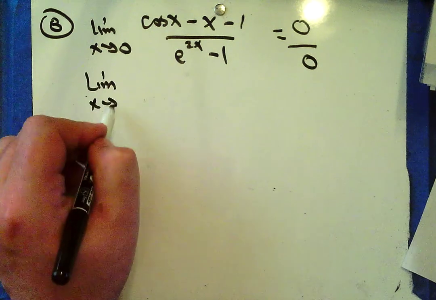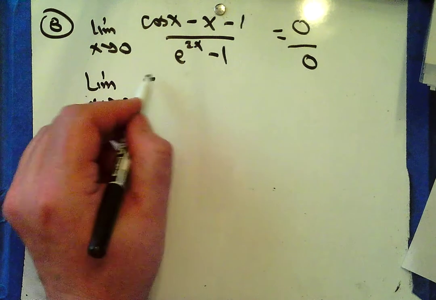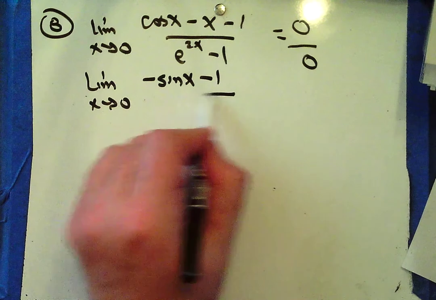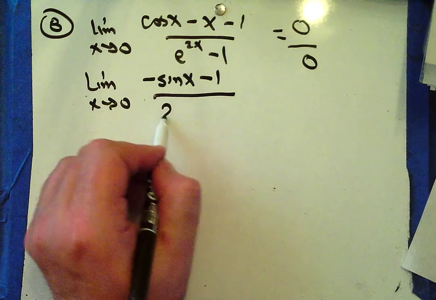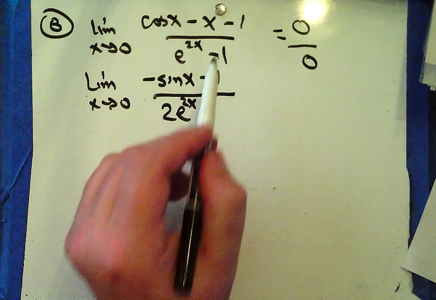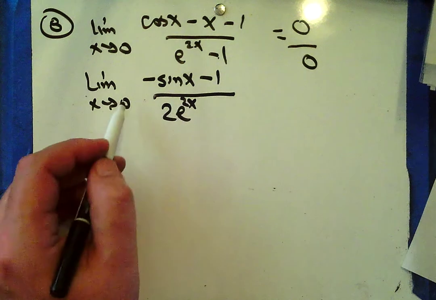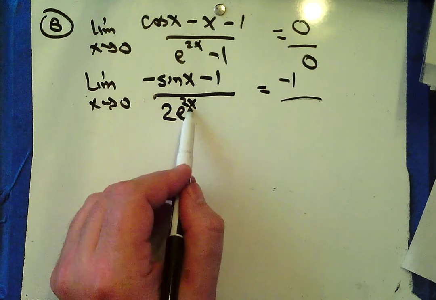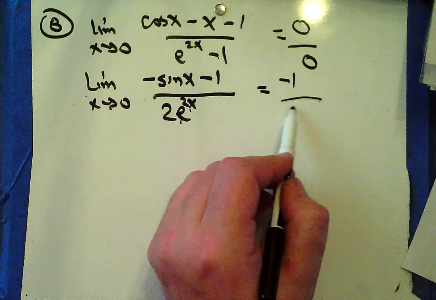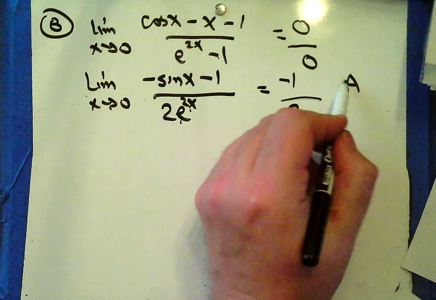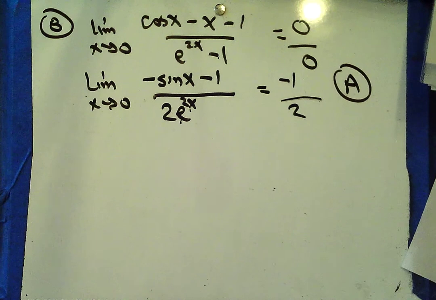The limit as x approaches 0. Derivative of cosine is negative sine. The derivative of negative x is negative 1. The derivative of e to the 2x is 2e to the 2x, and the derivative of these minus 1s is 0. Now when I plug in my 0, I get a negative 1 on top. I plug in a 0, e to the 0 is 1, 1 times 2 is 2, and I get negative 1/2 as the value of the limit, and that's choice A. Choice A for the value of this limit.